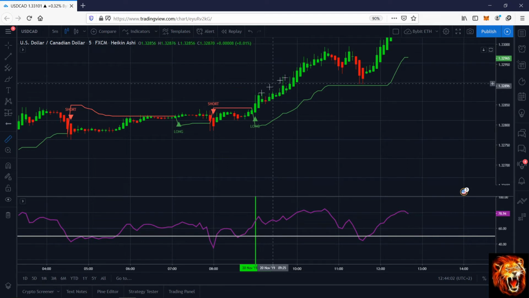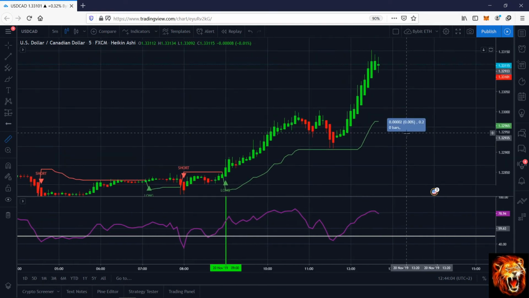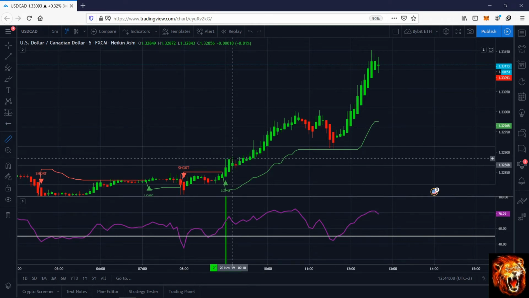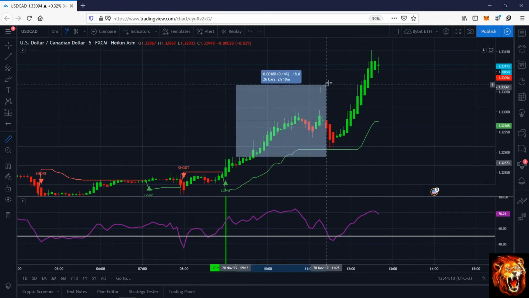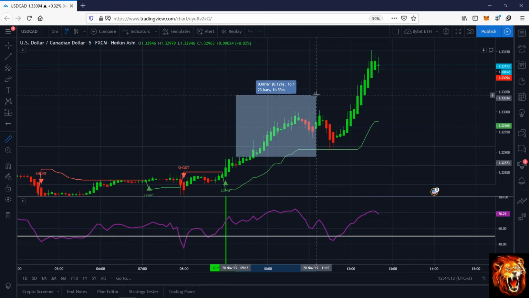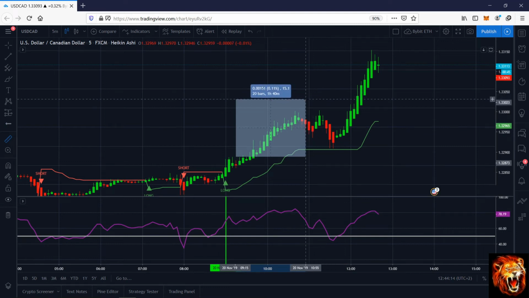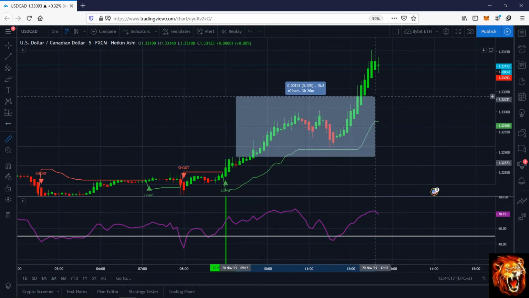Alternatively, you don't have to wait to exit manually from this trade. You can actually set a take profit. So maybe you would say, okay, as a matter of course, I will just set an automatic take profit of, say, 15 pips. And then when the take profit point is reached, you take your profits and you're done. You're out of the trade.